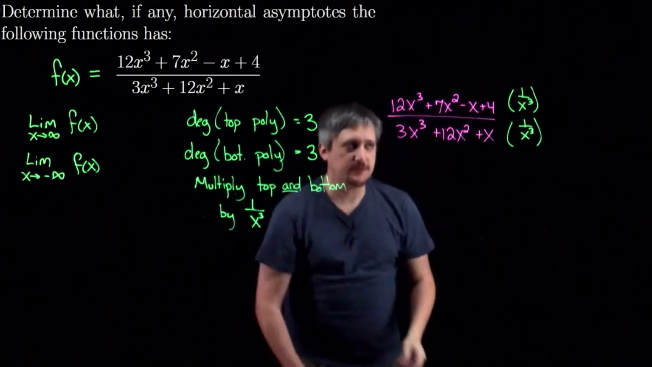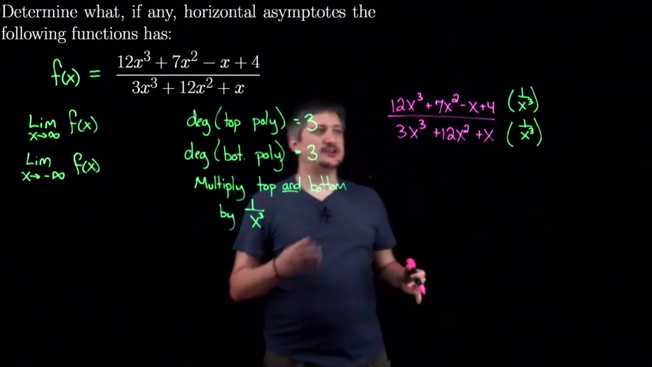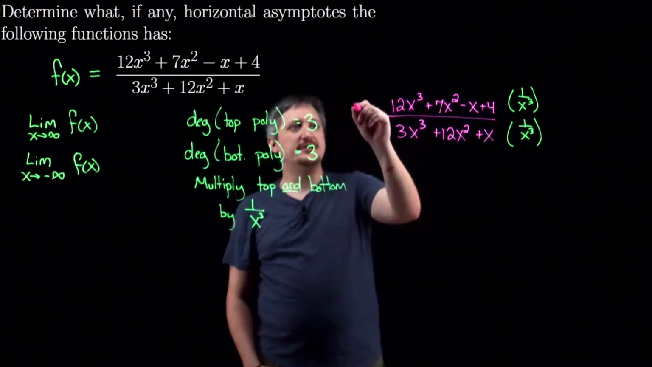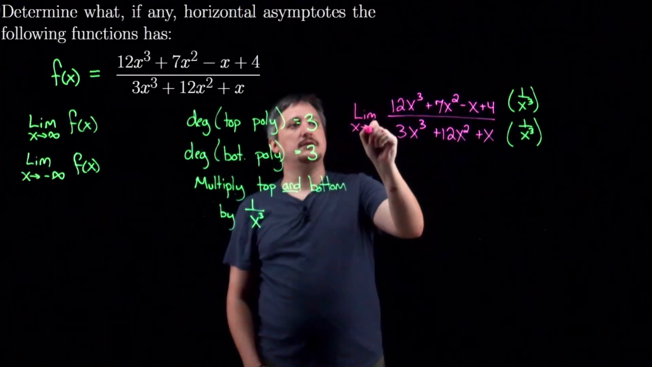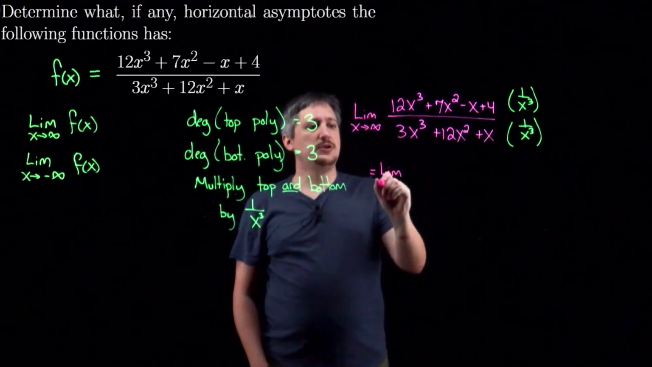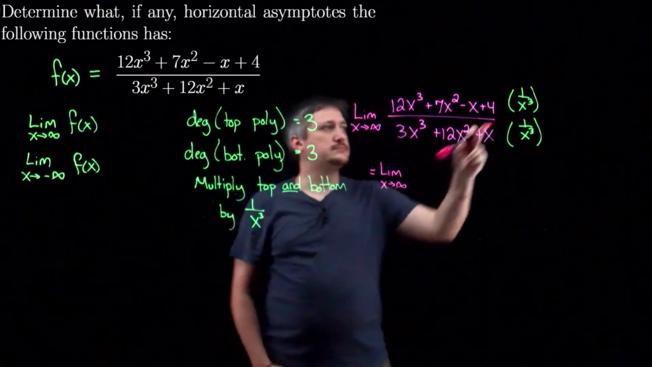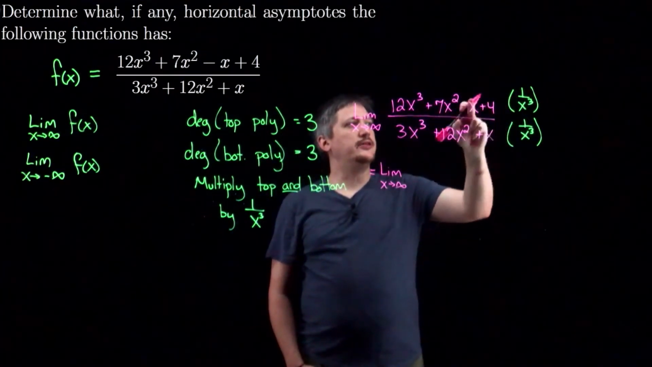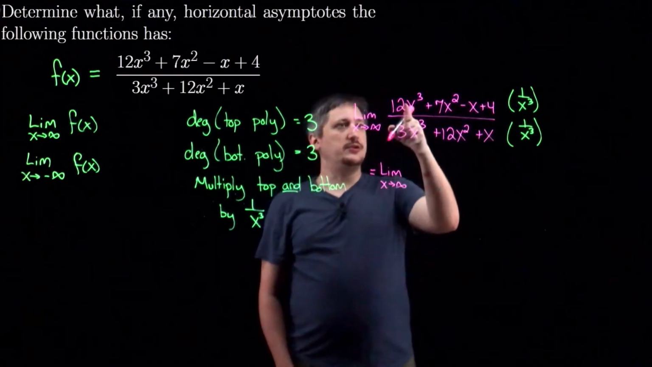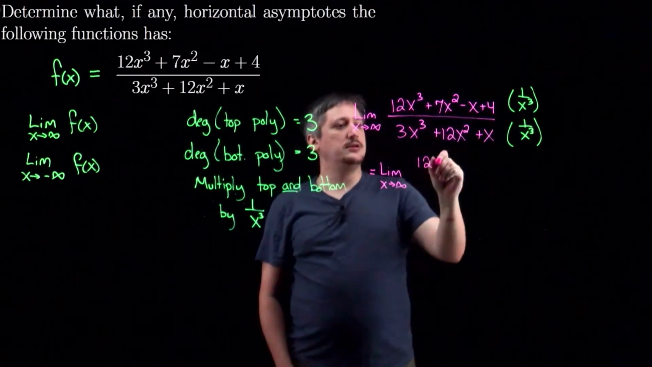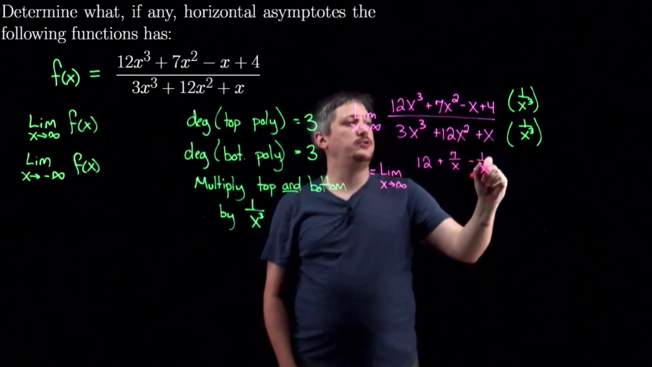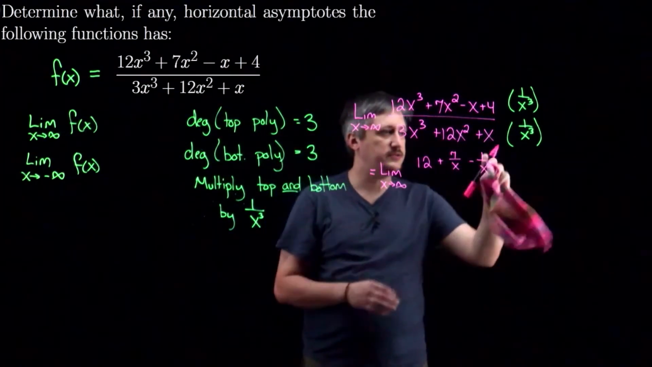And what I get is going to look very messy. I'm going to have a bunch of fractions, but this is actually a good thing. And in fact, for the sake of succinctness, I'm going to be thinking about the limit as x goes to infinity this whole time. So this thing is going to equal the limit as x goes to infinity. I'm going to distribute this 1 over x cubed, meaning I'm going to take each of these terms and divide them by x cubed. So here I'm going to get 12 plus 7 over x minus 1 over x squared, excuse me.